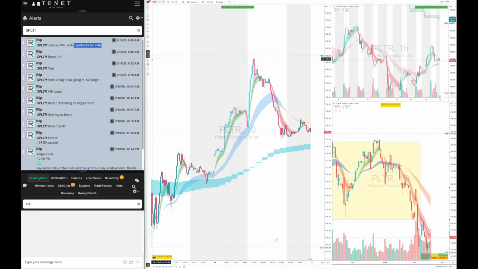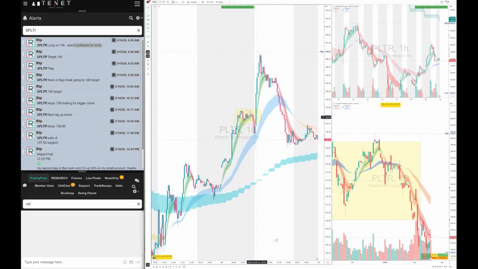You go long if you're late, but you have to watch your entry, because the further you go away from the clouds, the more your risk. Anyways, the risk was 136. Even if you're adding at 137, when I came in, you're risking $1. The target is 140. We hit 140. We hit 141. I gave target 140. I called about the flag, and then I moved the stops to 138. Then we moved the stops to 138.80.